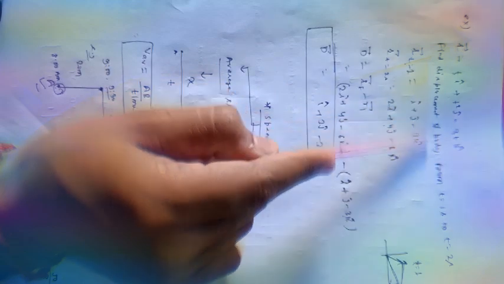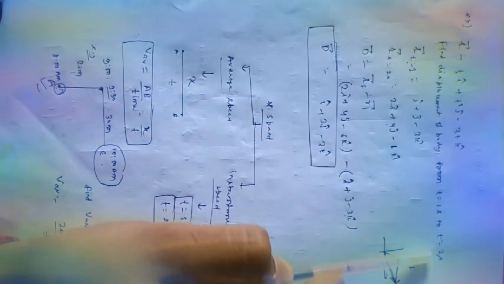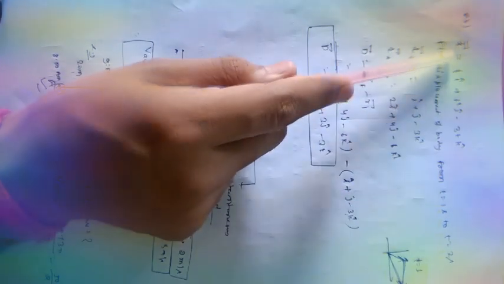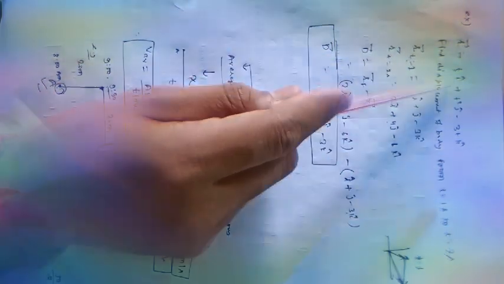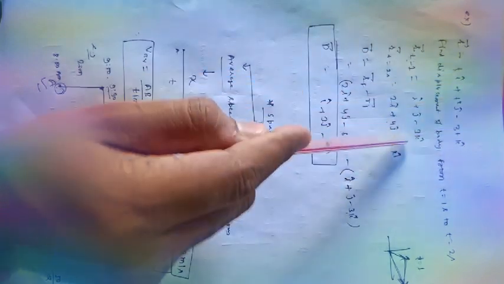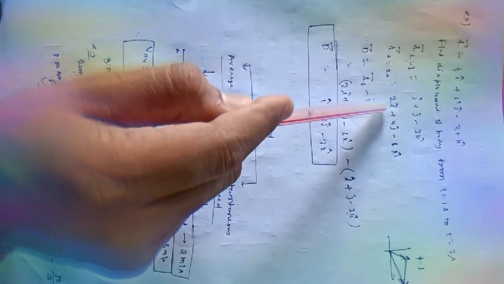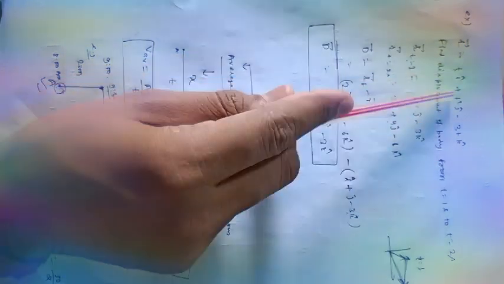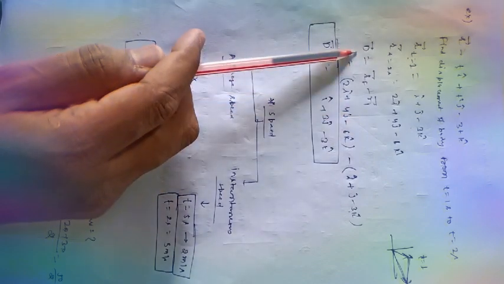What we have to find is the displacement of the body from t equal to 1 second to t equal to 2 seconds. So we will first find R initial, then R final, and then take the difference, R final minus R initial, to find the displacement. R at time t equal to 1 is i cap plus j cap minus 3 k cap. Similarly, R at t equal to 2 seconds is 2 i cap plus 2 squared, 4 j cap, minus 3 into 2, 6 k cap. So this is R final and this is R initial. You can just take the difference, R final minus R initial, to find the displacement vector.